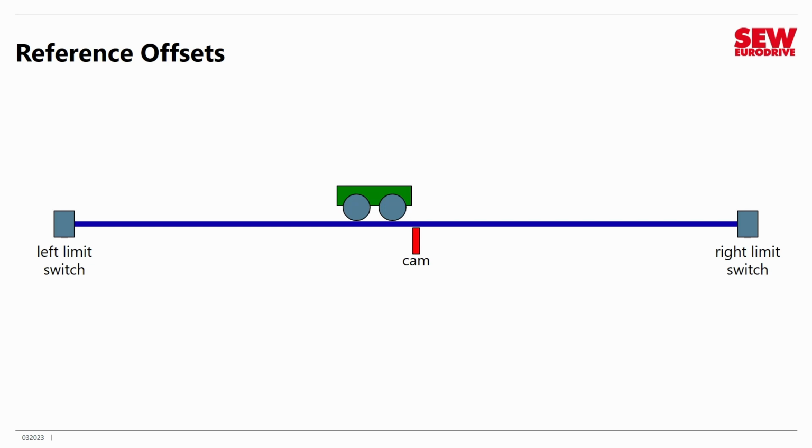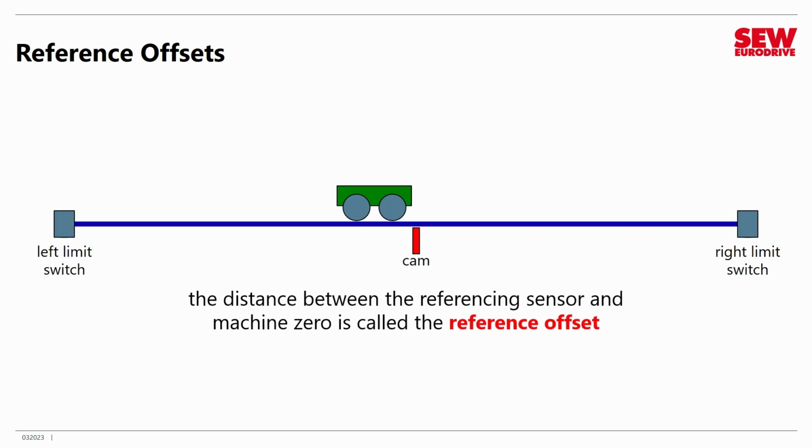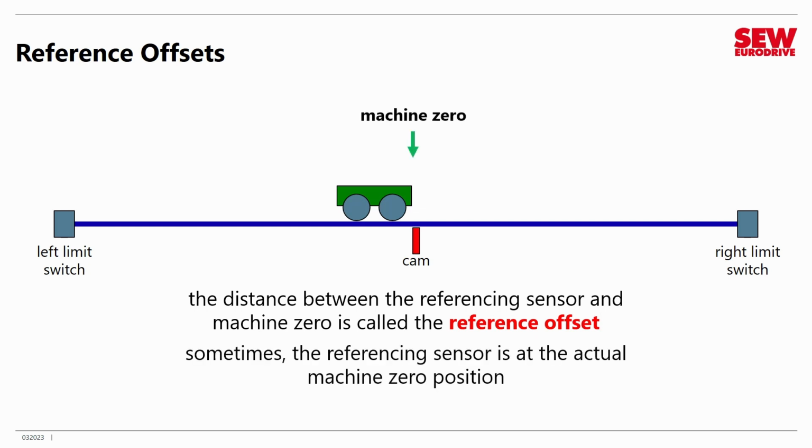Another thing to understand, and this can be kind of tricky for a lot of people, is reference offsets. Reference offsets are used in certain applications and not others. Now let me explain what a reference offset is. The distance between the referencing sensor and wherever you've decided machine 0 is called the reference offset. You may be thinking, well, isn't the sensor always at 0? The answer is no. Sometimes it's at the actual 0 position, like here, for example, where we have a cam in the middle of the travel range, and it happens to be sitting at machine 0. In this particular situation, we say the reference offset is 0. In other words, there's no difference between the sensor and 0. They're both in the same place. So we just set the offset to 0 and then we forget about it.